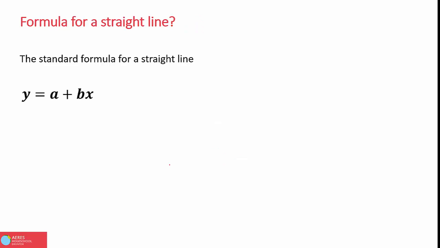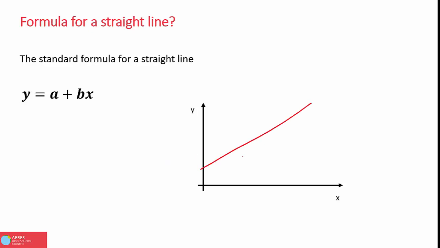The standard formula for a straight line is y is a plus b times x. X being the independent variable, y being the dependent variable. And what we see is with a straight line, we have a certain intercept. So if x is 0, there is a certain value of y. This is called the intercept, or in this formula denoted as a. Because if x is 0, this term is gone, and we are stuck with only a.